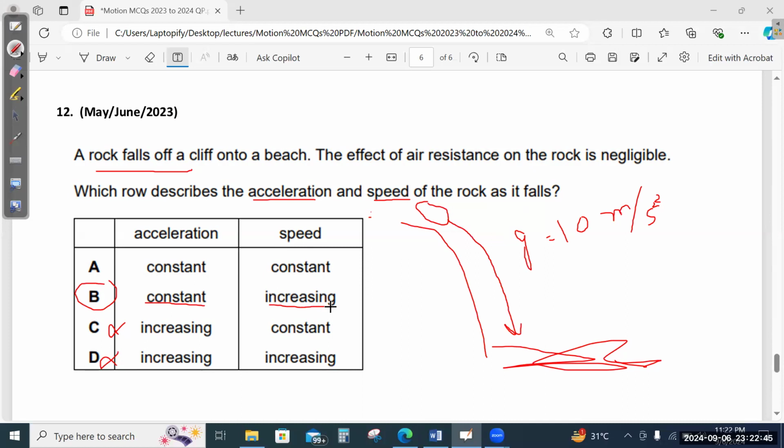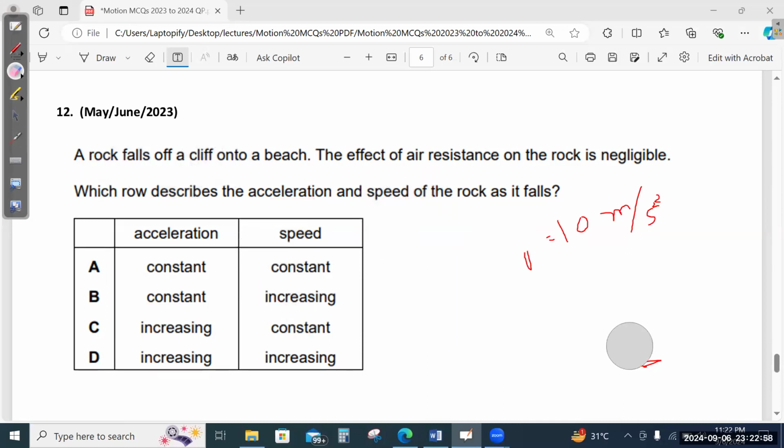Is it correct? Yes. So I am ending this lecture here. In the next lecture we will solve the questions of 2021 and 2022.